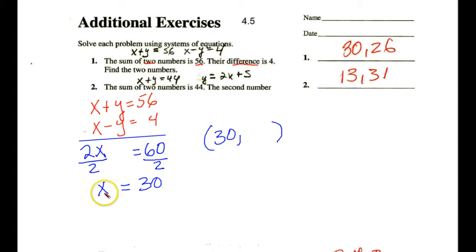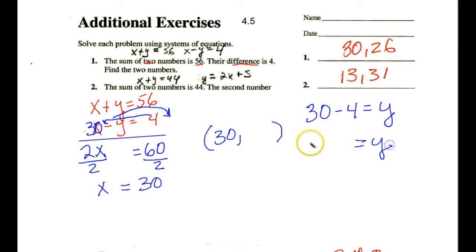So if x is 30, we now go into one of these equations, put the 30 where the x is, and there are different ways to do it. I chose to transpose the y to make it positive, transpose the 4 to make it negative, and I get y equals 26. And that's what we have. Okay, let's go on to the next one.